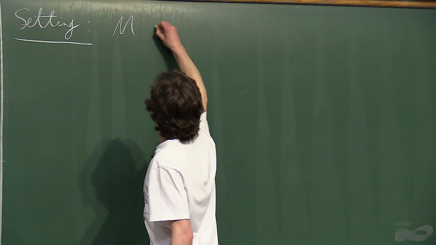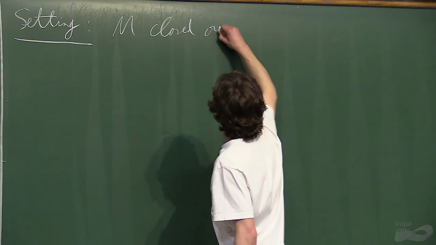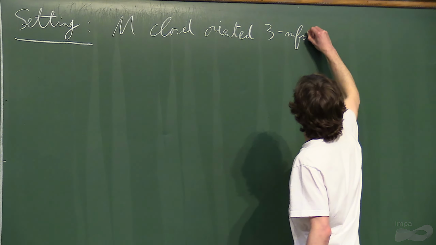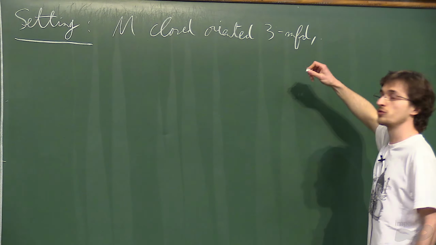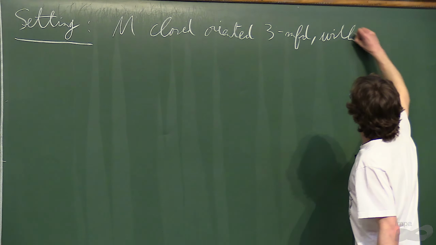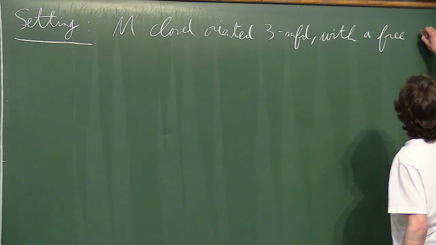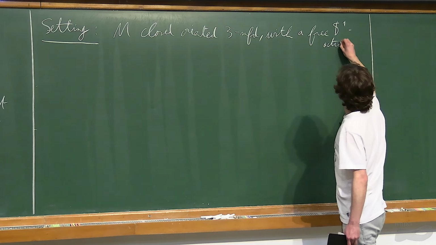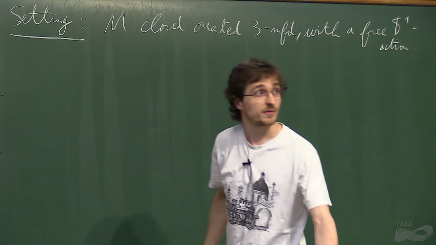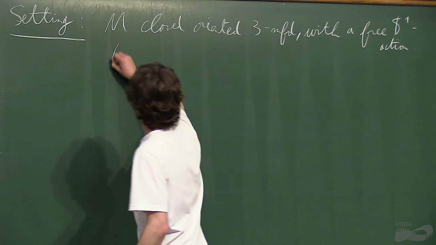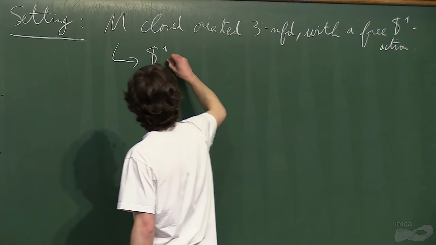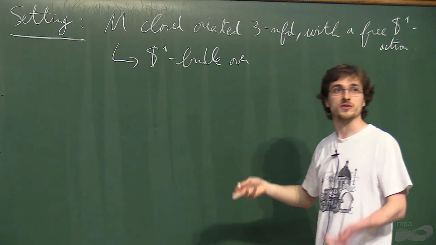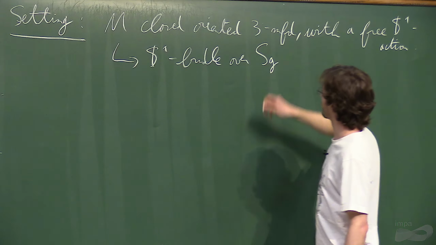So M is going to be a closed, oriented manifold, endowed with a nice circle action, let's say a free circle action. So another way to describe this kind of manifold is to say that it's the total space of an oriented circle bundle over a closed oriented surface of genus g. So I'm going to write S_g for the surface of genus g.